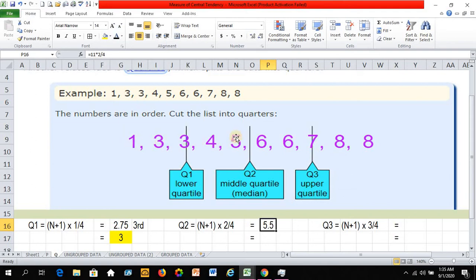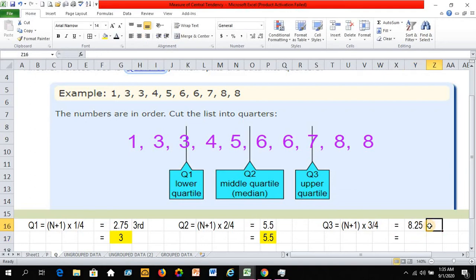Hahanapin ko ngayon yung pang 5.5 item. So, 1, 2, 3, 4, 5.5. Nagkataon na 5 and 6 yung hinahanapan natin ng midpoint, kaya 5.5 din yung ilalagay nating sagot. Then, pag quartile 3, this is equals 10 plus 1 is 11 times 3 divided by 4, and then press enter, 8.5.